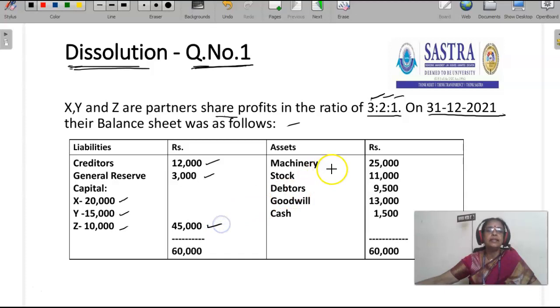The total of the capital is 45,000. Machinery 25,000, stock 11,000, debtors 9,500, goodwill 13,000, cash 1,500. Total of the balance sheet is 60,000 rupees.